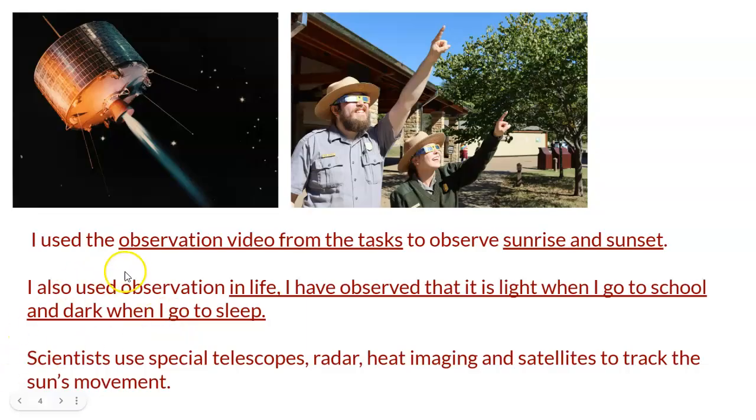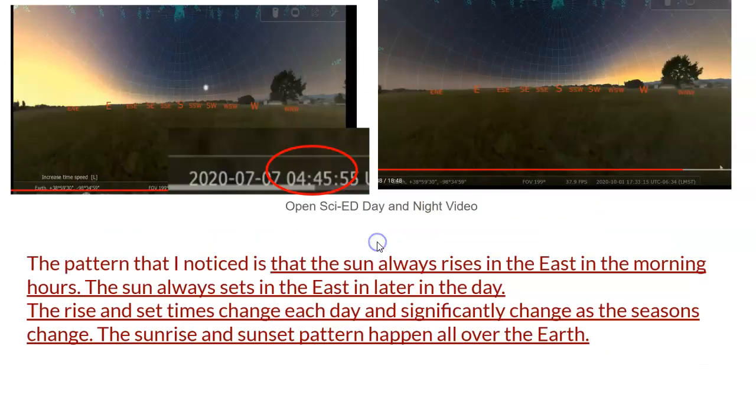Okay. I use the observation video from the task to observe sunrise and sunset. You may have something you've observed, you may not. I also have observation in life. I've observed that it's light when I go to school and dark when I go to sleep. Scientists use special telescopes, radar, heat imaging, and satellites to track the sun's movement. That's my connection.